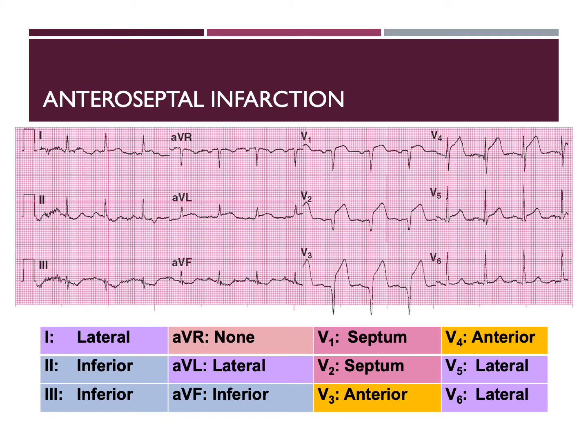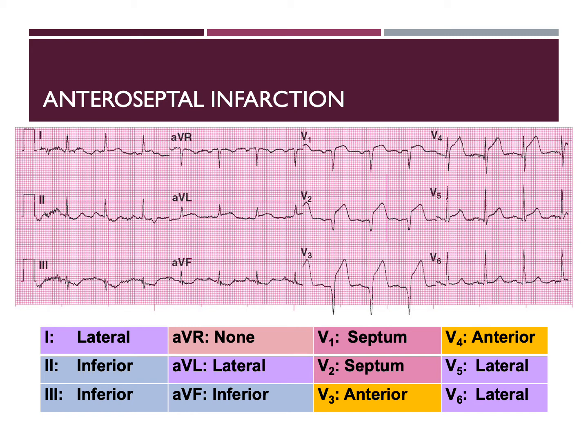Now, to get into an anterior septal infarction, what I want you to note here is the ST segment elevation that you see in leads V1 through V4. Just as a reminder, they're labeled: V1 is in the top middle, then V2 below it, V3 to the right of V1, the top furthest right is V4, below that V5, below that V6.